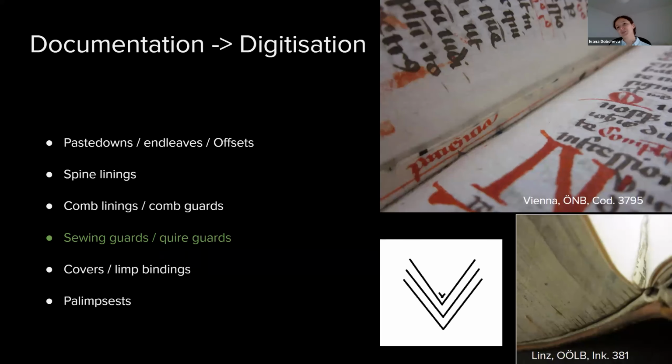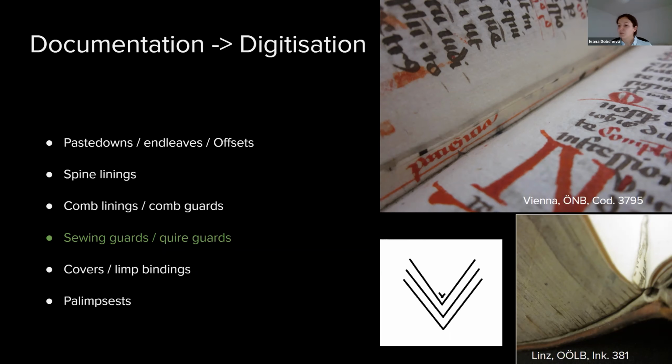Also very tricky, as it turned out, for documentation and digitalization are the sewing guards. So apart from all the paste downs, spine linings, and all other features, they turn out to be trickier and also very time consuming. It was a special aspect of the Monze project. Well, I'm not sure if I have to explain.